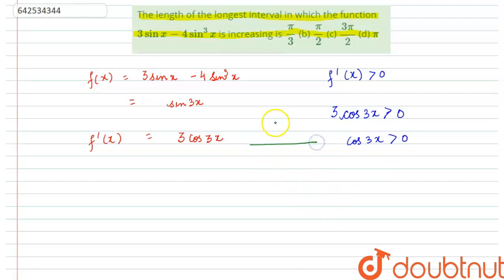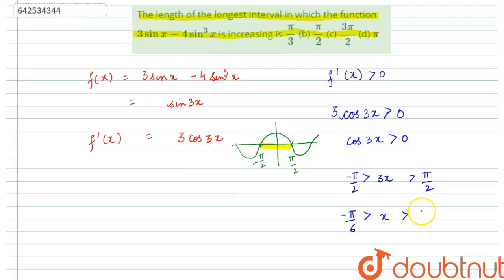Graph of cos looks like something like this. So this is minus pi by 2 and pi by 2. So it is positive in this region. So from here we can say that 3x, the greatest interval where the function is increasing, is between minus pi by 2 and pi by 2. So x will be increasing between minus pi by 6 and pi by 6.